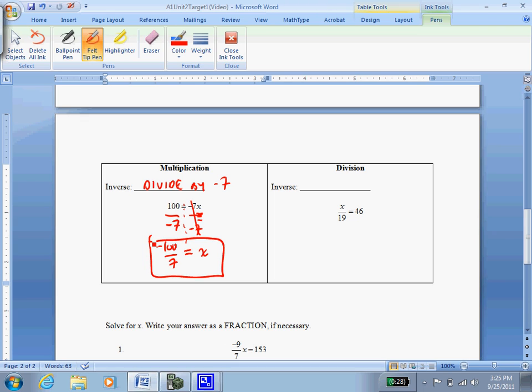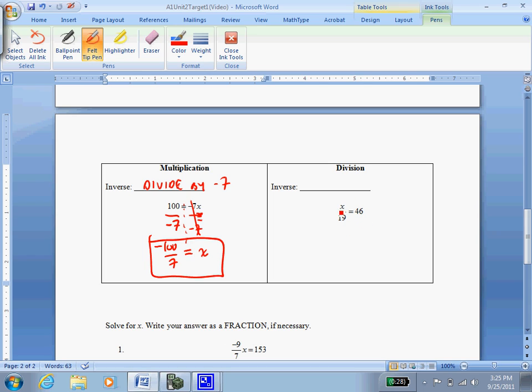It's a preferred method. Most things in math and in real life are actually messy. So if you get a nasty fraction like that, don't sweat it. It'll be okay. Okay, next one, x divided by 19 equals 46.